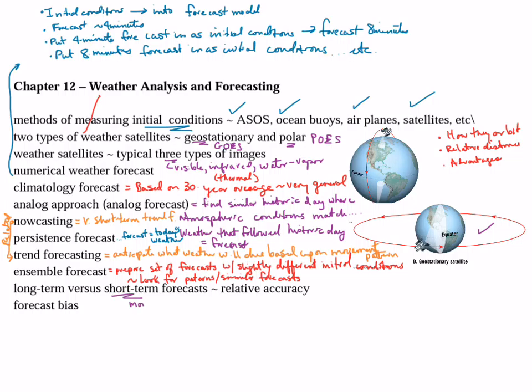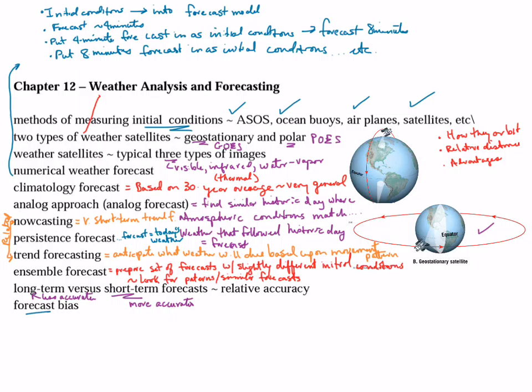And finishing up, intuitively you would say that the longer the forecast, the farther away it is, the less accurate it's probably going to be. Shorter time frame forecasts, like hourly forecasts, are a lot more accurate than a 3-month forecast.